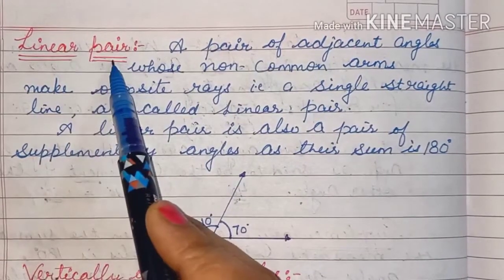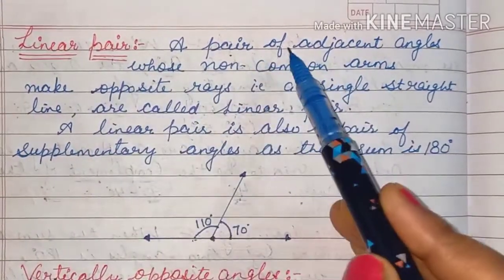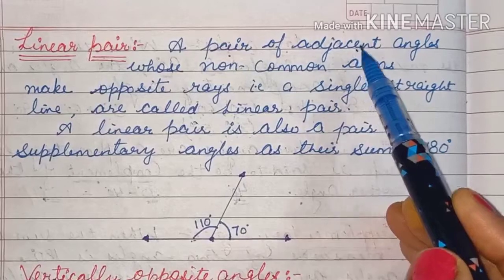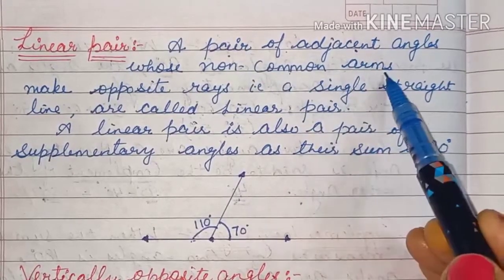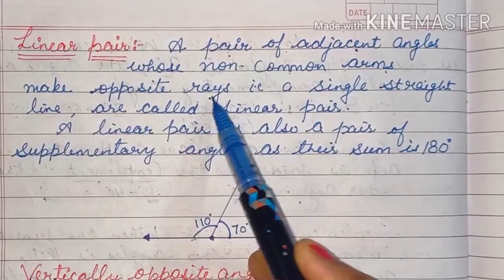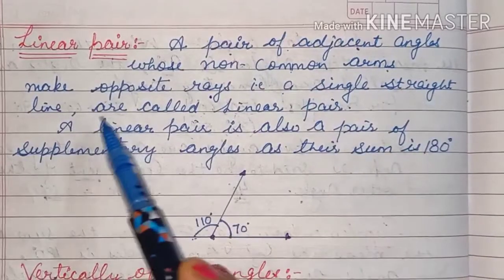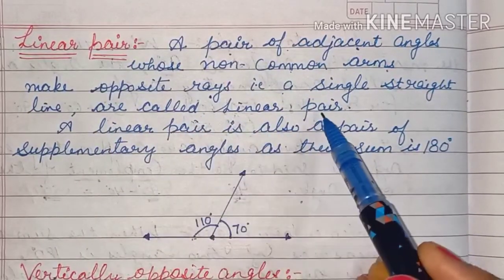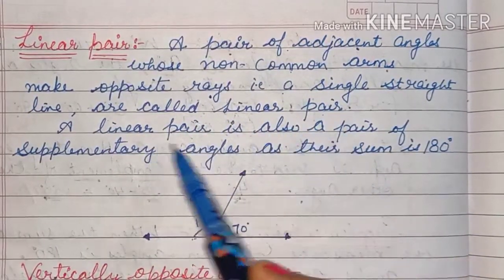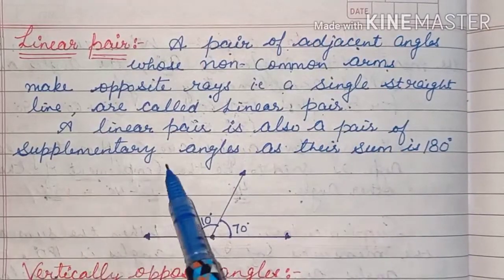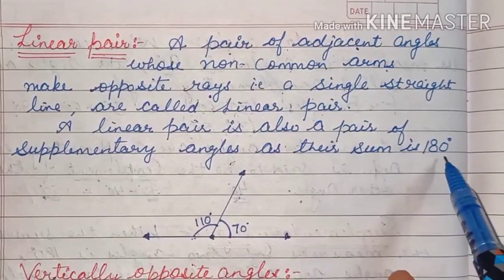Next is linear pair. A pair of adjacent angles whose non-common arms make opposite rays, that is, a single straight line, are called a linear pair. A linear pair is also a pair of supplementary angles as their sum is 180 degrees.